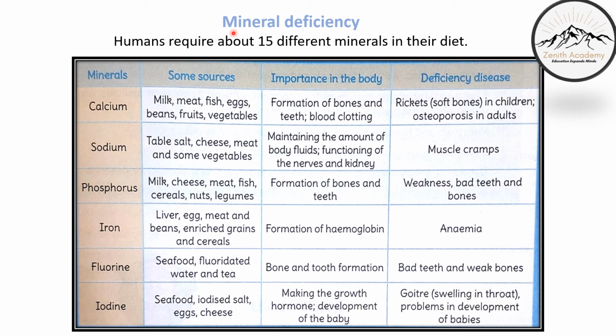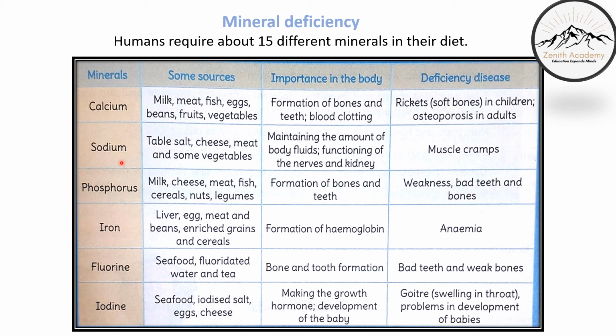Now let's talk about mineral deficiency. Now children, you must remember that humans require 15 different minerals in their diet. So we all require a lot of minerals in our diet, although in small quantities. So these are the different minerals. Deficiency of calcium in our diet may cause rickets, that is soft bones in children, and osteoporosis in adults.